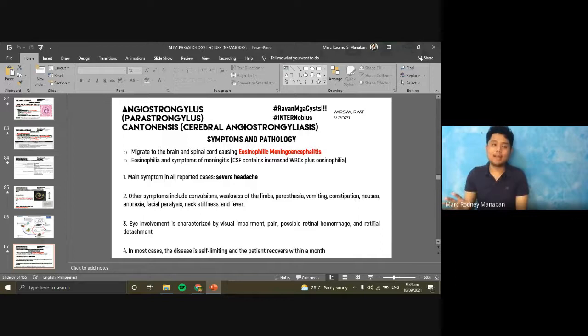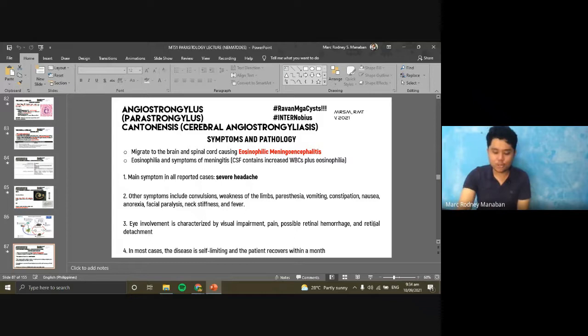In most cases, the disease is self-limiting, and the patient can recover within a month, alright? But again, it's best that we diagnose it as early as possible, especially since there is brain involvement and eye involvement, to prevent further damage to these organs. Okay, that's for Angiostrongylus cantonensis.